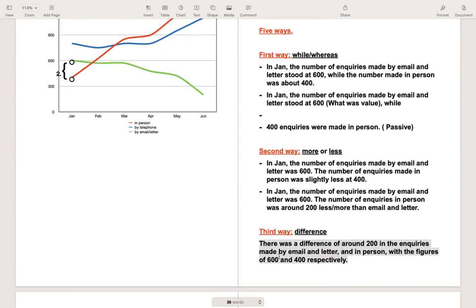What am I saying? I'm saying two things in this sentence. I'm telling the examiner two things about the data. What are the two things I'm telling the examiner? One is the main figure of each data, and another one is the difference. The first thing I'm telling is the difference: there's a difference of how much? 200. This is one thing I told the examiner. The second thing I told the examiner, the values are 600 and 400.